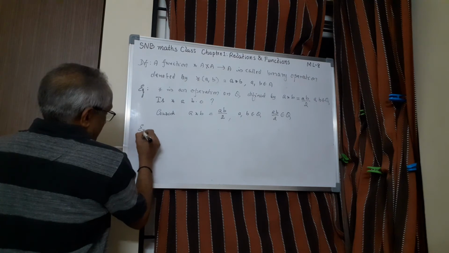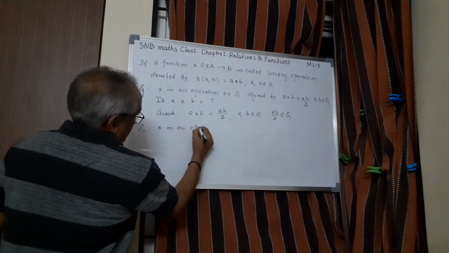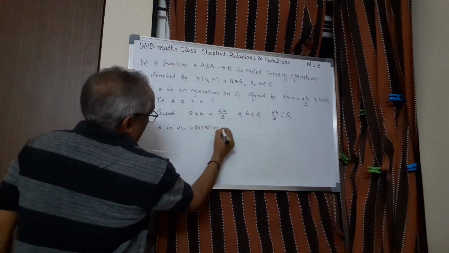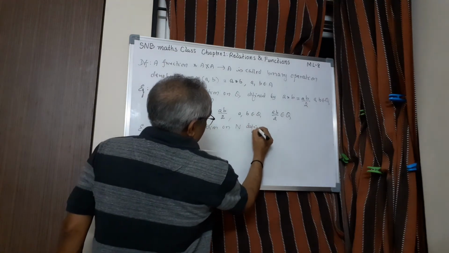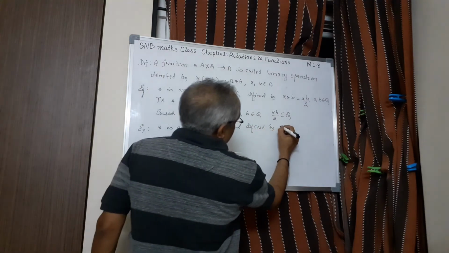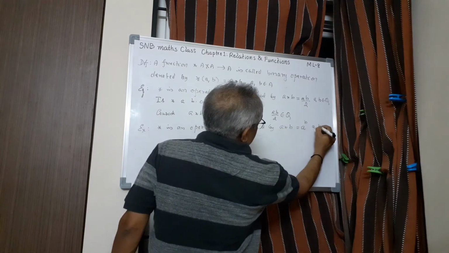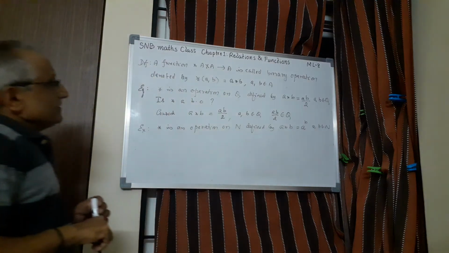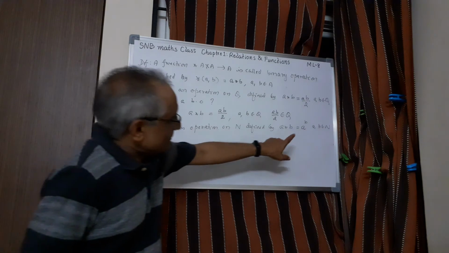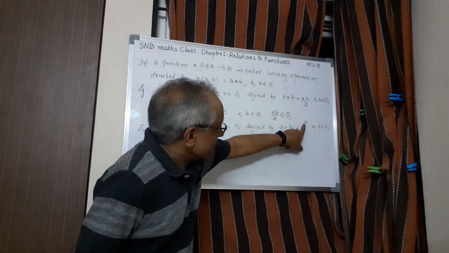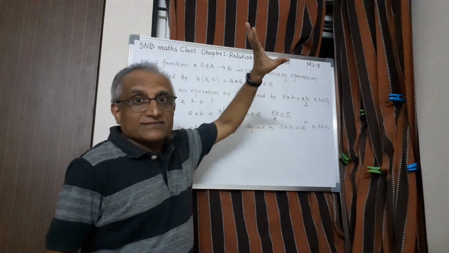So next question is this: star is an operation on N, that means set of naturals, defined by a star b equal to a to the power b, a, b belonging to N. Is it binary? Now you have to ask yourself whether a to the power b for any two a, b, is it in N or not? That is the question.